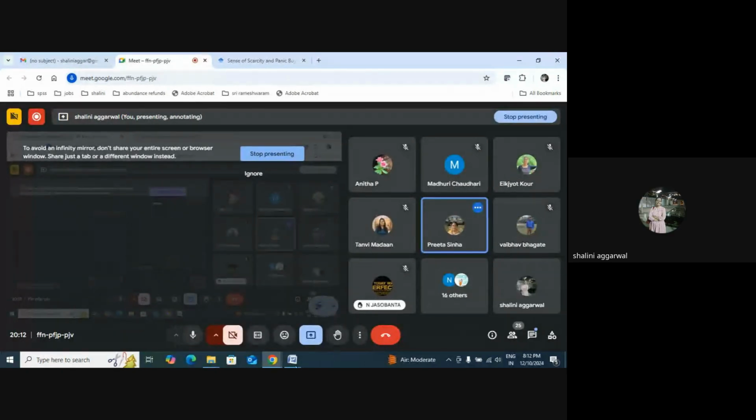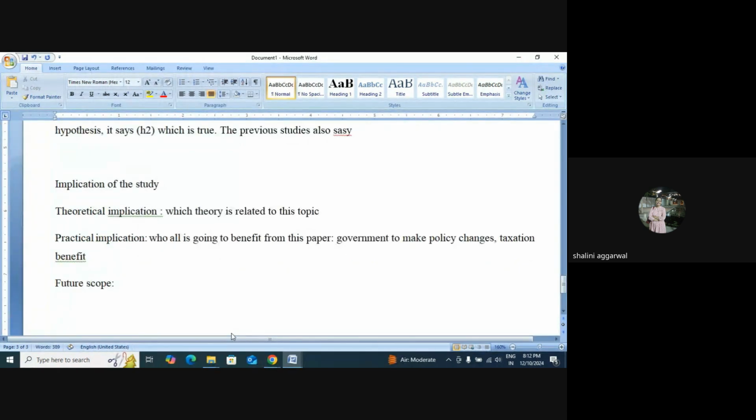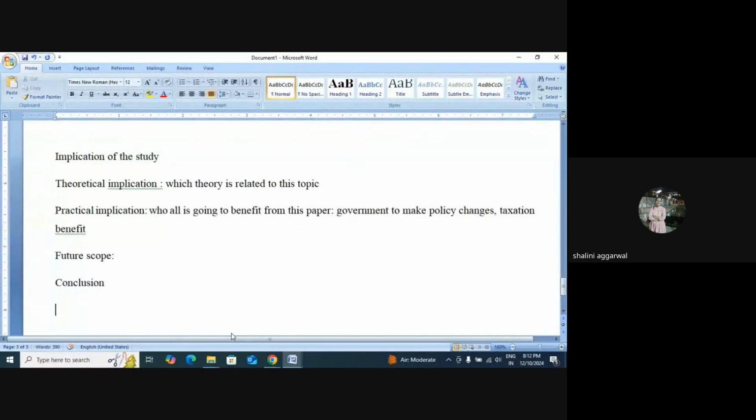Okay. So next is the implication part. Now, the next important part is the future scope, like what all studies can be done in the future. And in the last is the conclusion. So this is all about how to write a paper. Now, let's get back to your thesis.